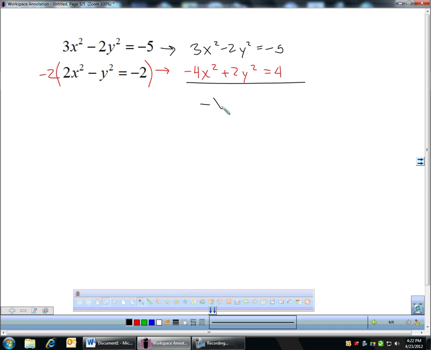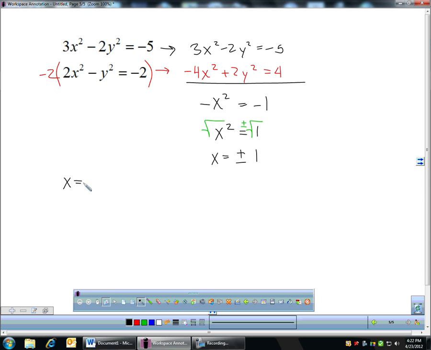3 minus 4 is -1, x squared. The y's cancel. 2 and -2 cancel. -5 plus 4 is -1. That means x squared is equal to +1. If you take the square root, which I'm okay with you taking to solve this, remember that it's plus or minus 1. If you use the square root sign, you have to do the positive or negative square root. So I'm going to have to find my y's when x is 1, and then find my y's when x is -1. So let's do x equals 1.